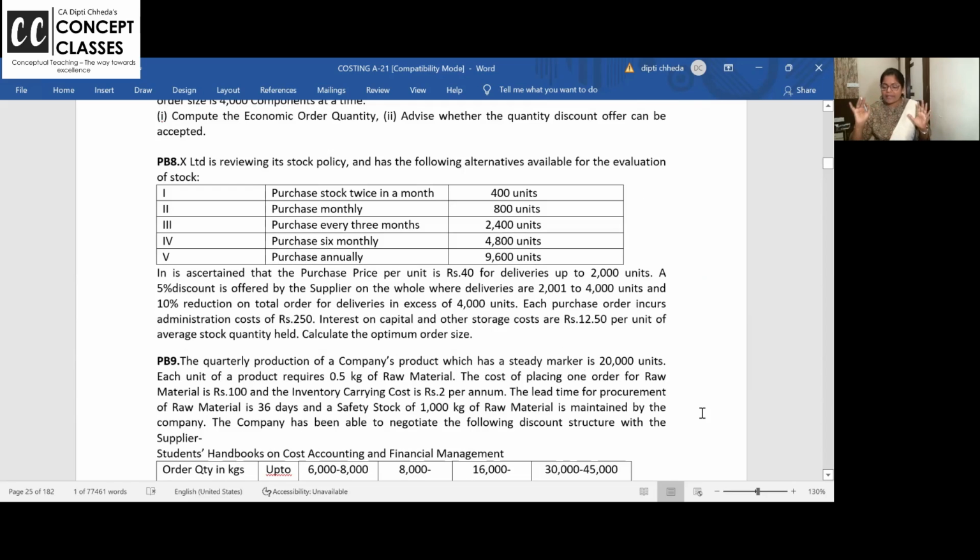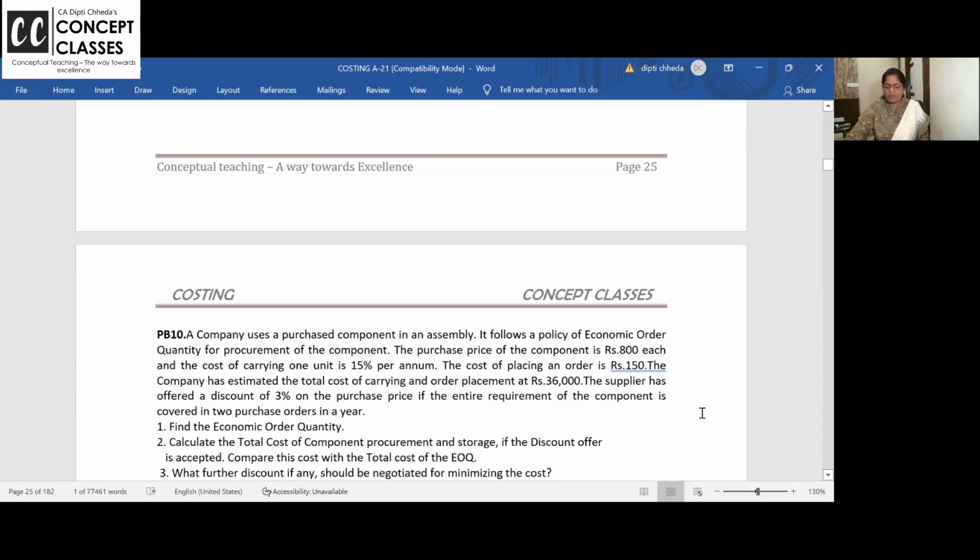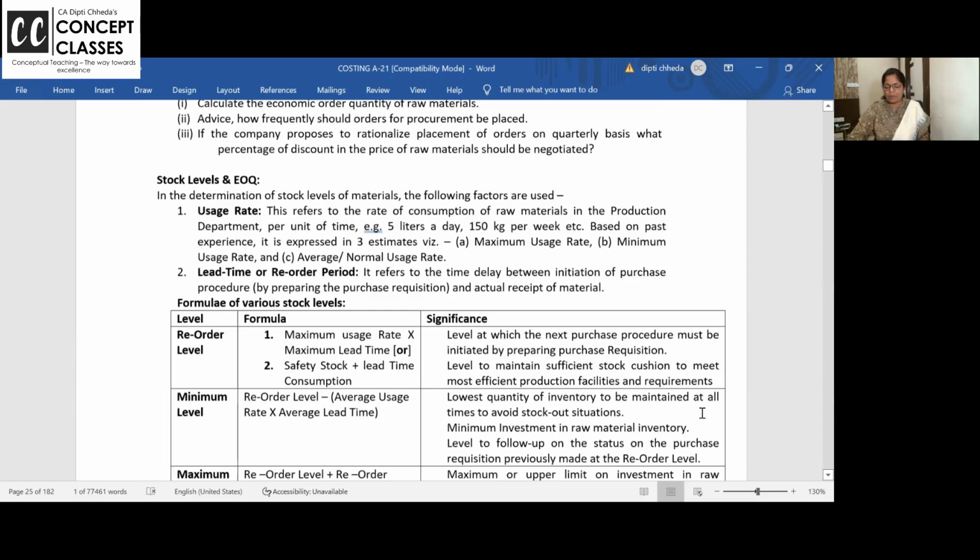See this, look at the screen and if you want, take a screenshot. I can't say how many times they are asking this lot size question. Lot size likho, purchase cost, ordering cost, carrying cost, total cost. Just observe it when you solve these level of problems.